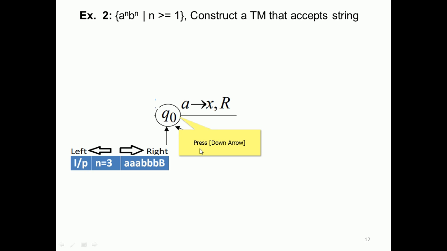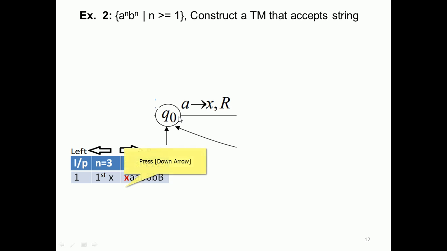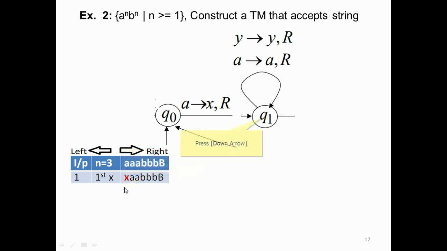So begin with the Q0 state. When Q0 reads the input symbol A, it moves towards the right side by replacing it with X. The first A will be replaced by the first X here. Next, we scan all these A's and search for the first B.